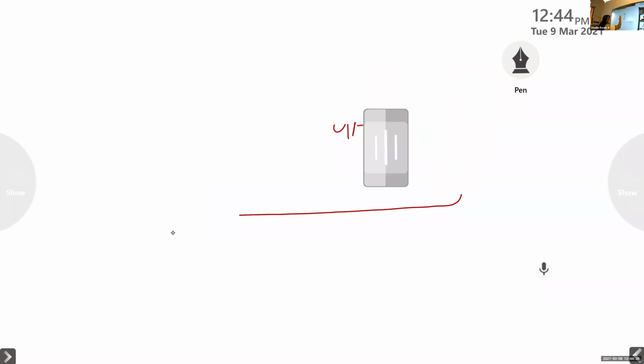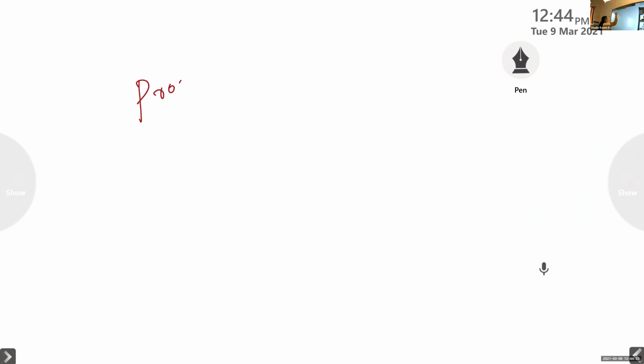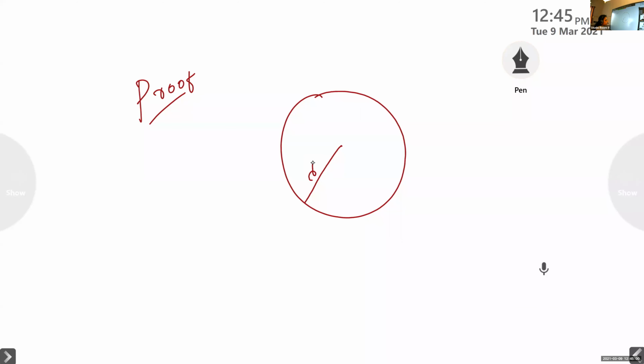The proof of Gauss's law. So in order to prove this Gauss's law, I consider a spherical conductor. Let R be the radius of the sphere. And I place a charge at the center of the sphere. A charge Q is placed at the center of the sphere.